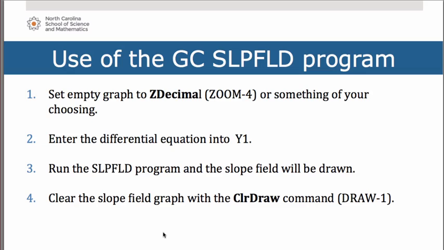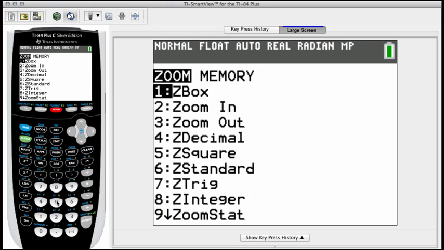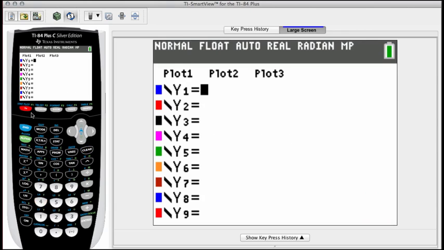Let's try a couple of these using the slope field program on our graphing calculators. Remember, you will want to begin by setting your window to zoom decimal, zoom 4. If you go under y equals, let's graph the slope field for the differential equation x over y. The y, as I mentioned, you can simply bring up by using your alpha function, and you simply have to hit alpha and then hunt and peck for where the y is.